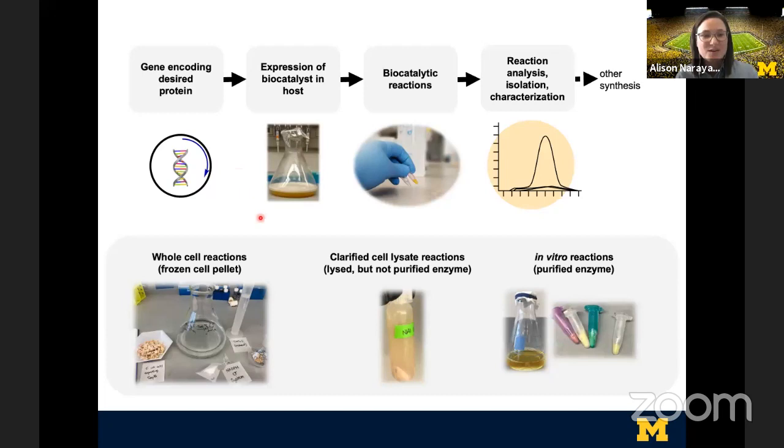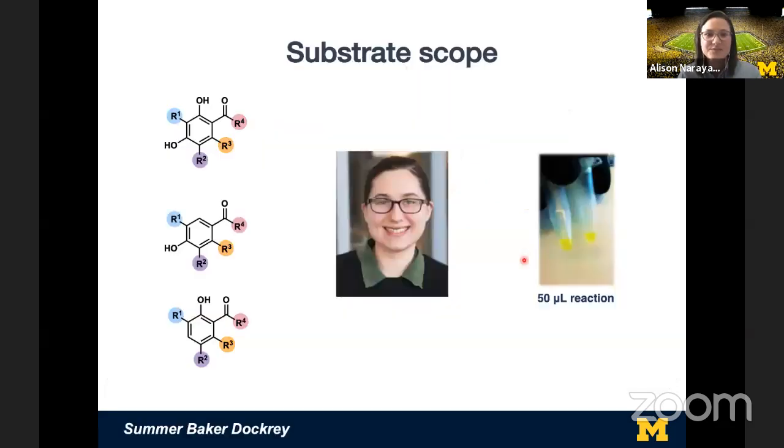You can take that culture of E. coli and put those cells directly into your reaction. This is really simple to do. We call this a whole cell reaction. You can also lyse open those cells using sonication or a chemical lysis step to generate lysate. This is basically the soup of the cell, and run reactions directly with that. Or you can take the time to purify your protein from others in your heterologous host, and then run what we call in vitro reactions.